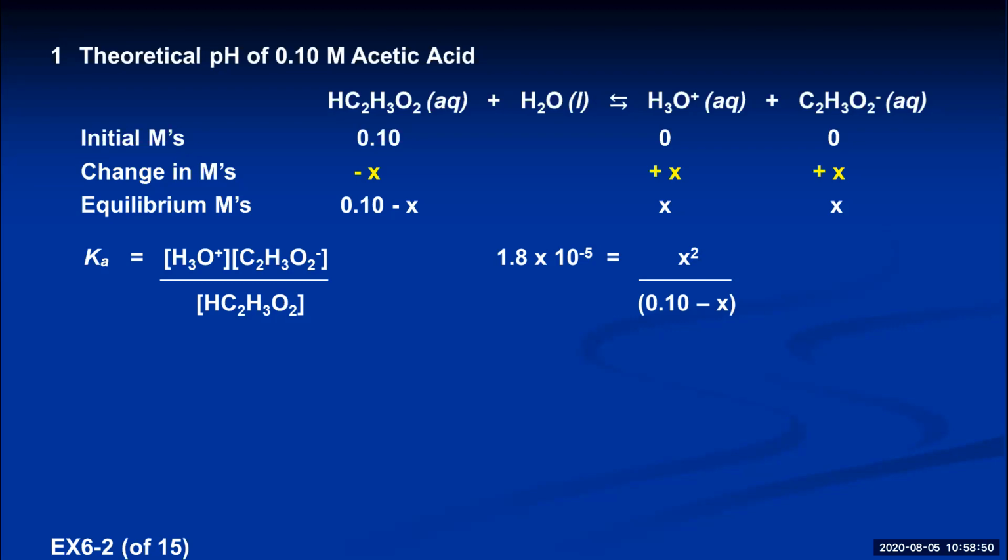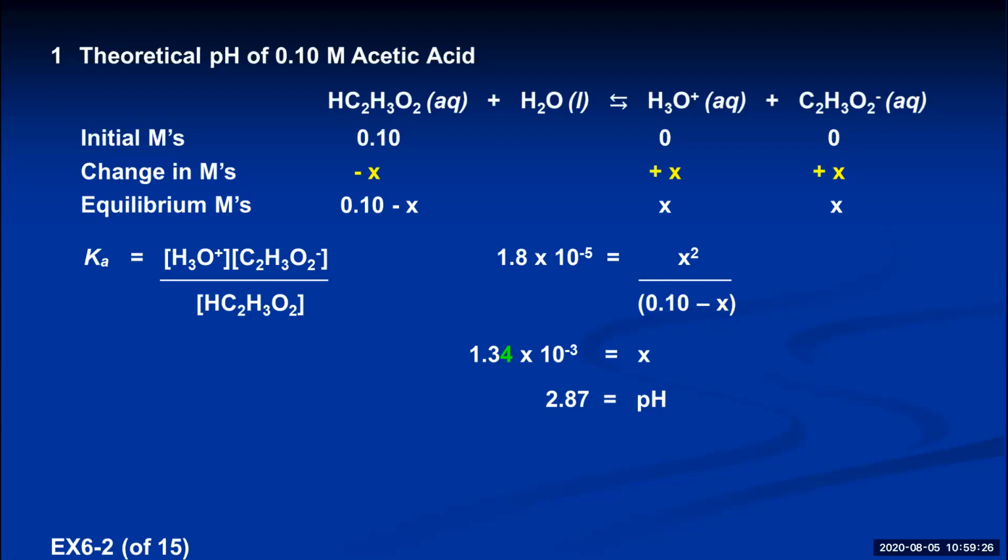We've solved these before. We can ignore the x in the denominator because it's probably going to be a very small number. Simply solving this for x, we get 1.3 times 10 to the minus third. Because x is the hydronium ion concentration at equilibrium, the negative log of that is the pH. This is a 2 significant figure molarity, so we're going to get a 2 significant figure pH when we take the negative log of this number. And so the theoretical pH of our acetic acid solution should be 2.87, and then we'll see how that compares when it's measured experimentally in the lab today.